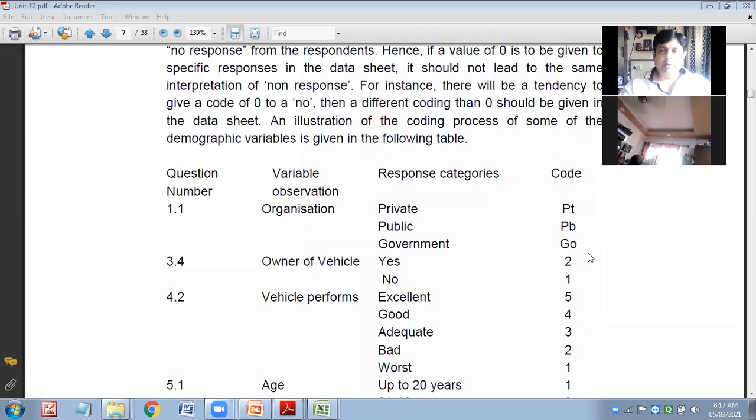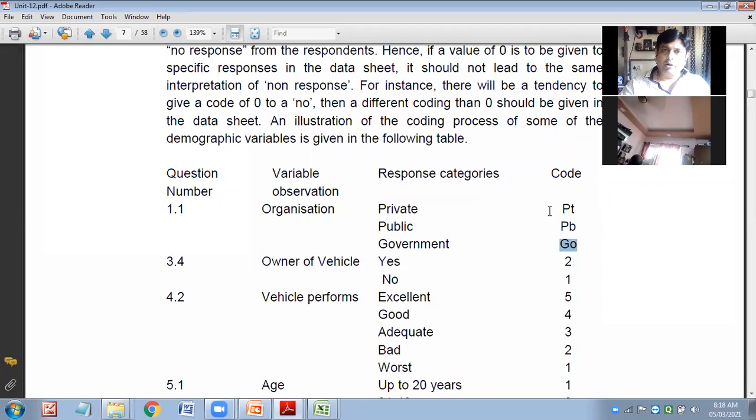Okay, as far as metric non-metric is concerned, as far as univariate, bivariate, multivariate is concerned, these two three classifications of variables and data are very, very important. Again, now tell me, owner of the vehicle, are you the owner or you are not the owner? So here there is a coding as PT, GB, GO, etc.